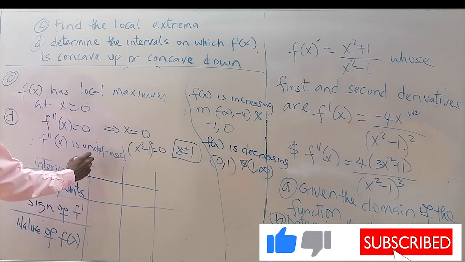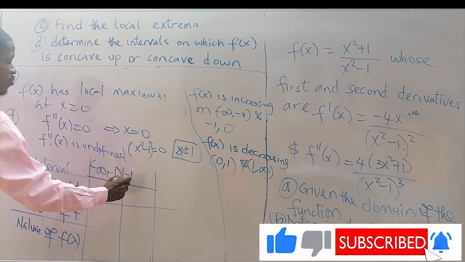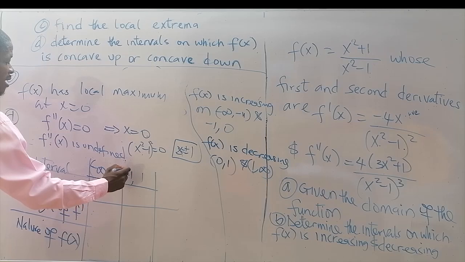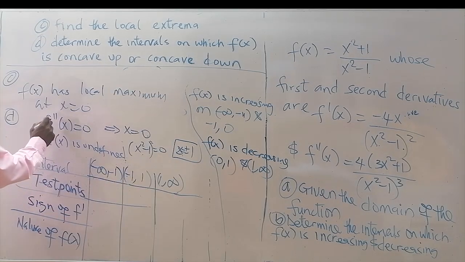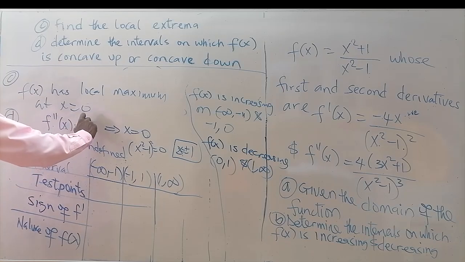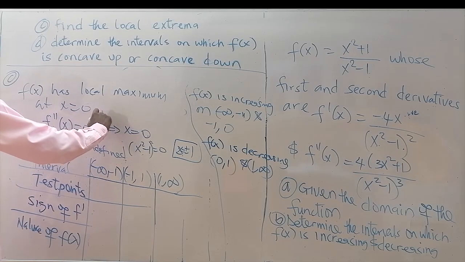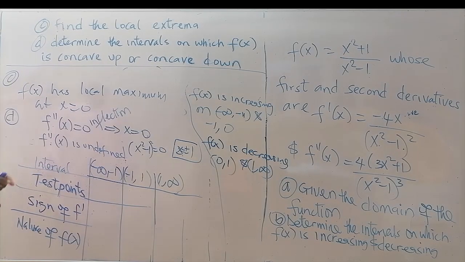So we're going to have minus infinity to minus 1, then minus 1 to 1, and then 1 to infinity. The second differential equals 0, giving us 0 as an inflection point. Whenever the second differential equals 0, that point is an inflection point. Okay, so this is all we have now.